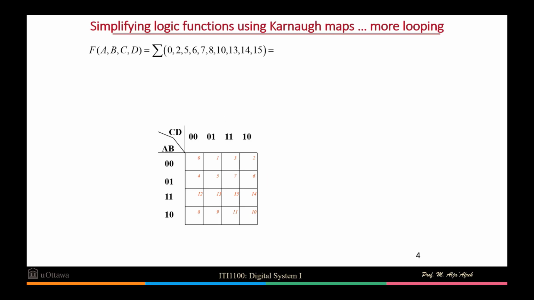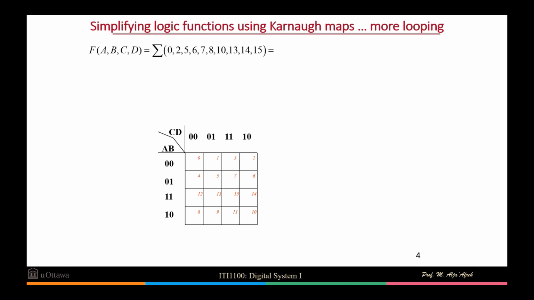Okay, guys, let's take a look at a more complicated example. Suppose that I gave you this function f, and this function has 4 variables, and it is written as the canonical sum of products where 0, 2, 5, 6, 7, 8, 10, 13, 14, and 15 are the minterms of this function.